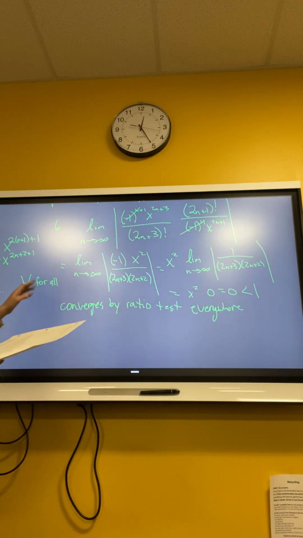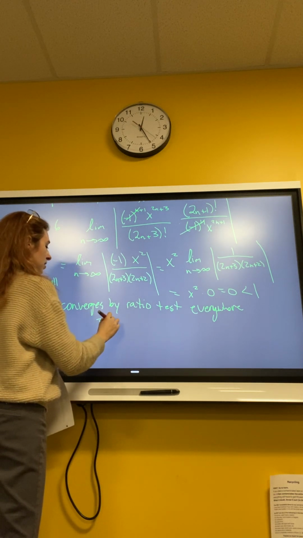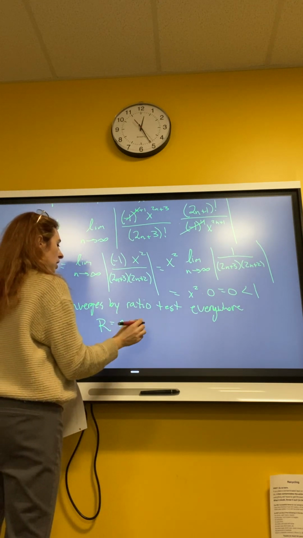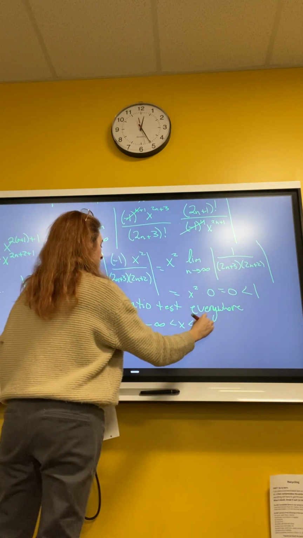Converges by ratio test everywhere. So my radius would be infinity, and my interval would be negative infinity to infinity. Mine was the same.